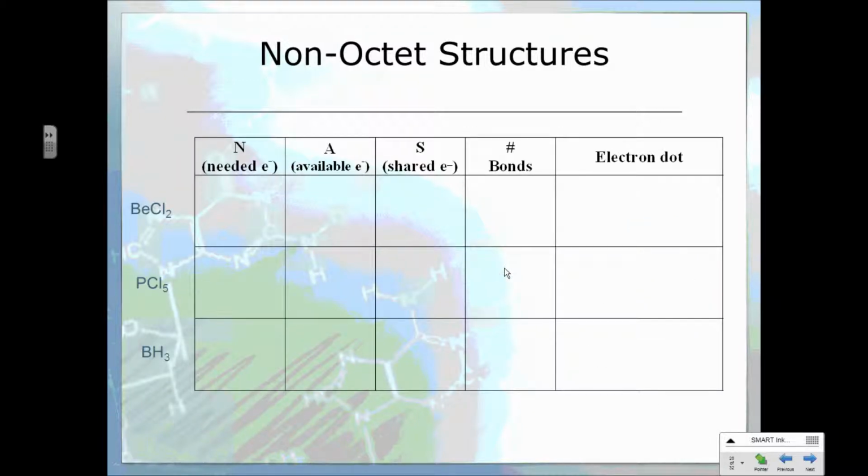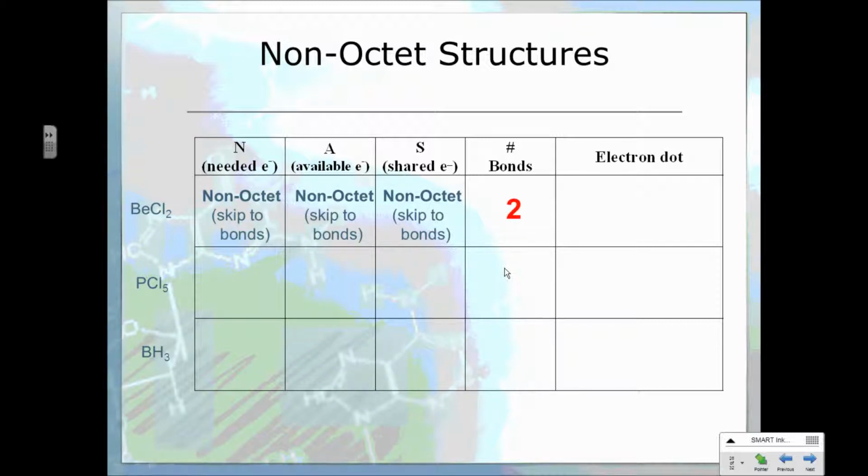So here's a few examples. First one, I see Be. Okay, Be, second column, only forms 2 bonds. So I'm just going to skip all those and go right to the number of bonds, 2. And then I just draw it. Be with 2 single bonds coming off it. Notice I didn't put any dots on the Be and it's done. But I put my 6 dots around the Cl.